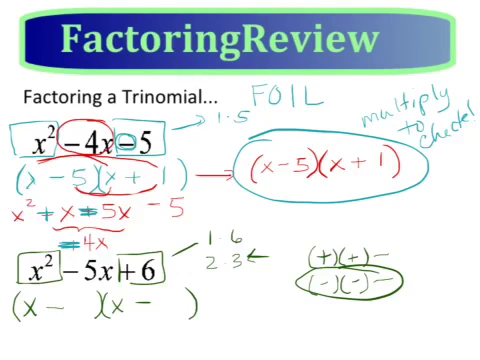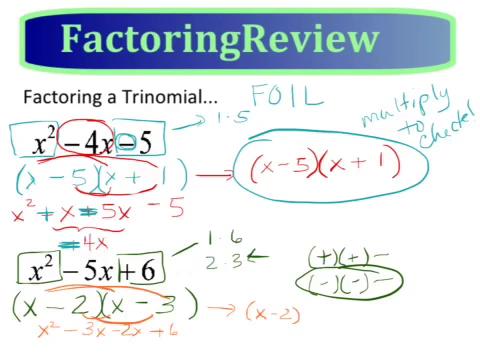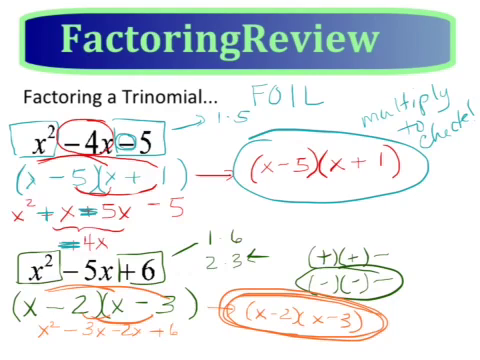And now what I'll do is test out 2 and 3 first. If they work, great. And if they don't work, then I can try 1 and 6. But we'll test 2 and 3 first, since the ones that are closer together tend to be the answer first. So here we go. Let's FOIL to check. We get x squared, outside minus 3x, minus 2x, plus 6. My middle terms add up to negative 5. So my final answer is x minus 2, x minus 3. That is the factored form, and that is the final answer.